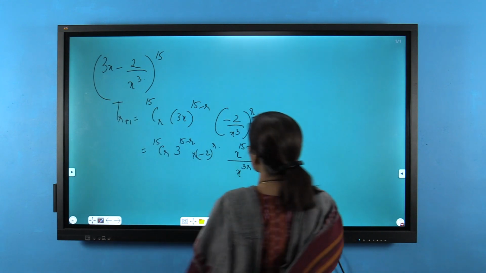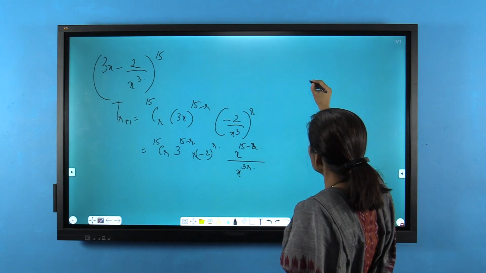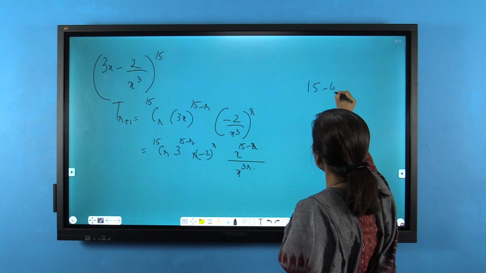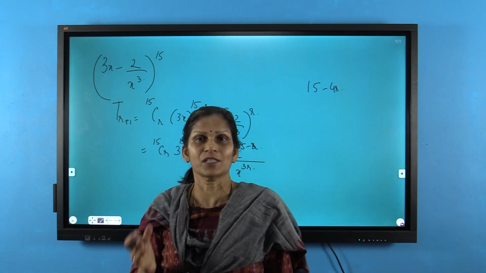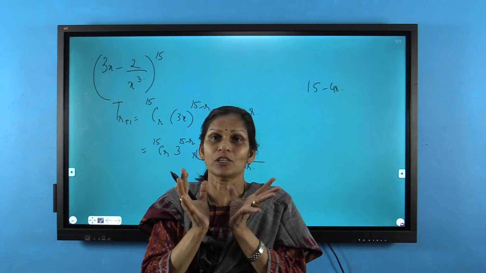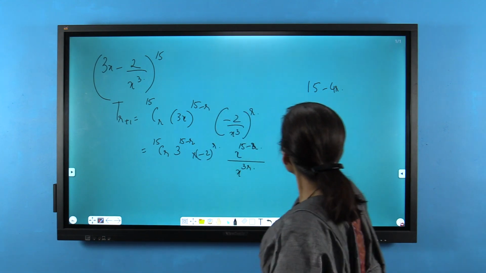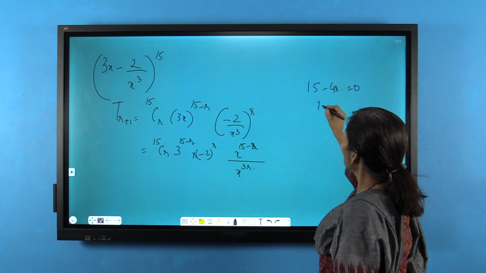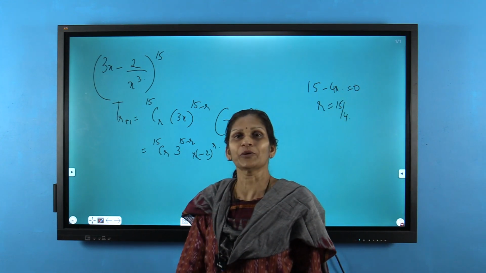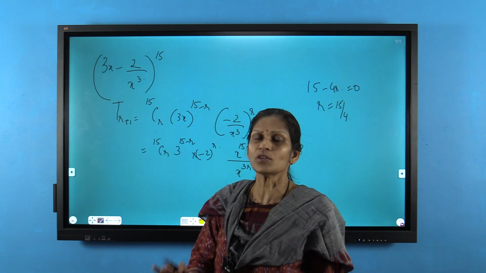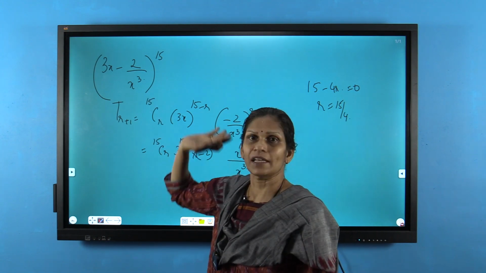So, what is the power of x? Isn't it 15 minus 4r? For it to be independent of x, what do you have? The power of x should be 0. So, this is equal to 0, making r as 15 by 4. It being a fraction, you can conclude that there is no term independent of x in this expansion.